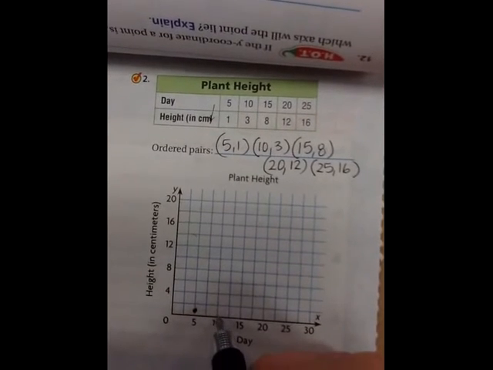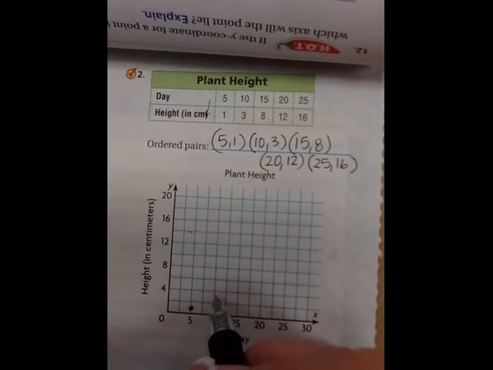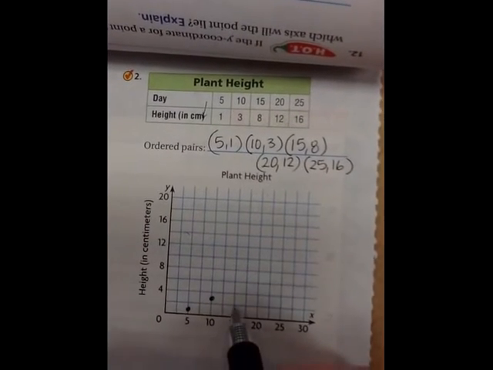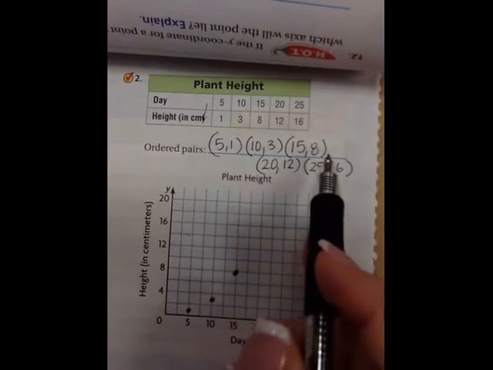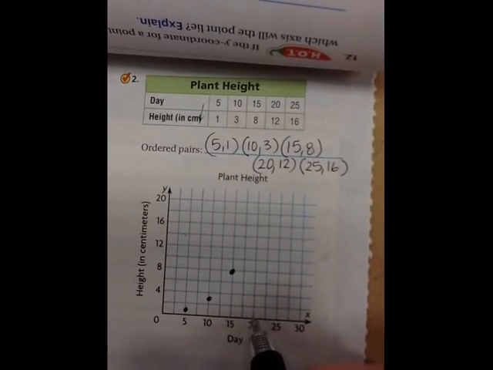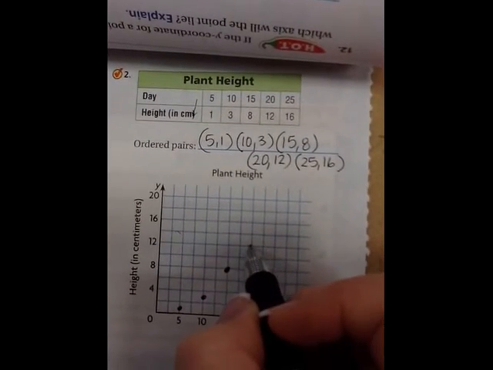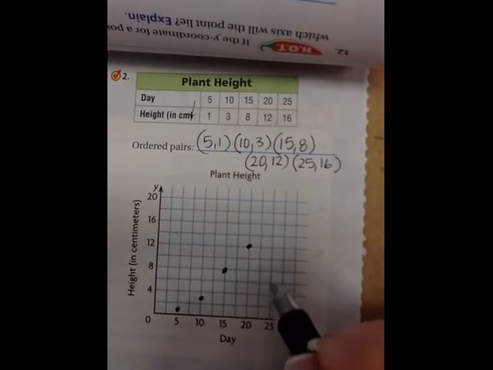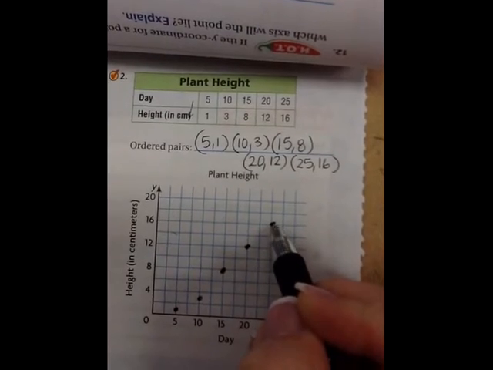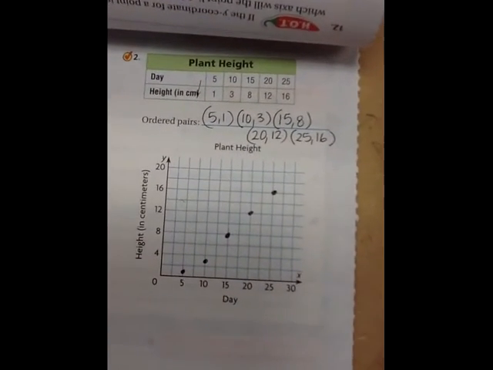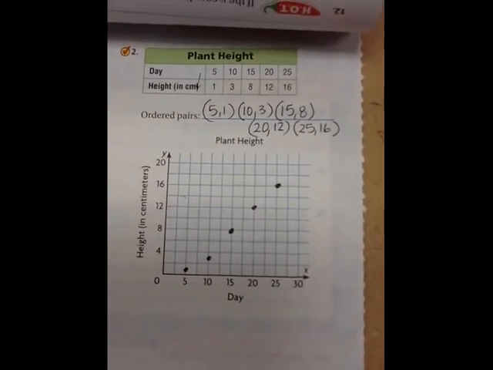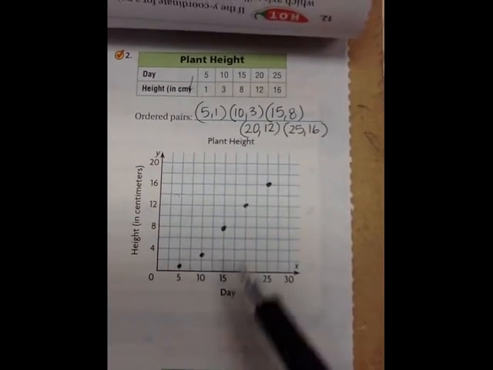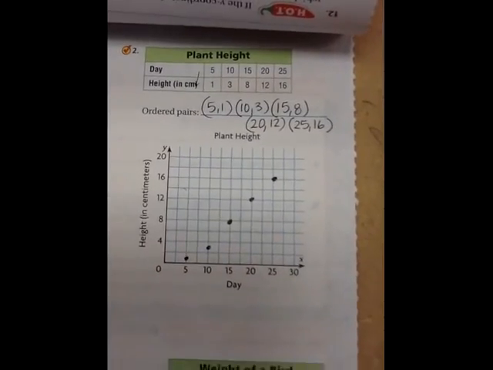Run 10, jump 3. Run 15, jump 8. Run 20, jump 12. Whoa, way up here. Run 25, jump 16. Okay, so that's exactly what it should look like. It's all about the relationship between your day and your height. Day and height. Day is your X, height is your Y.